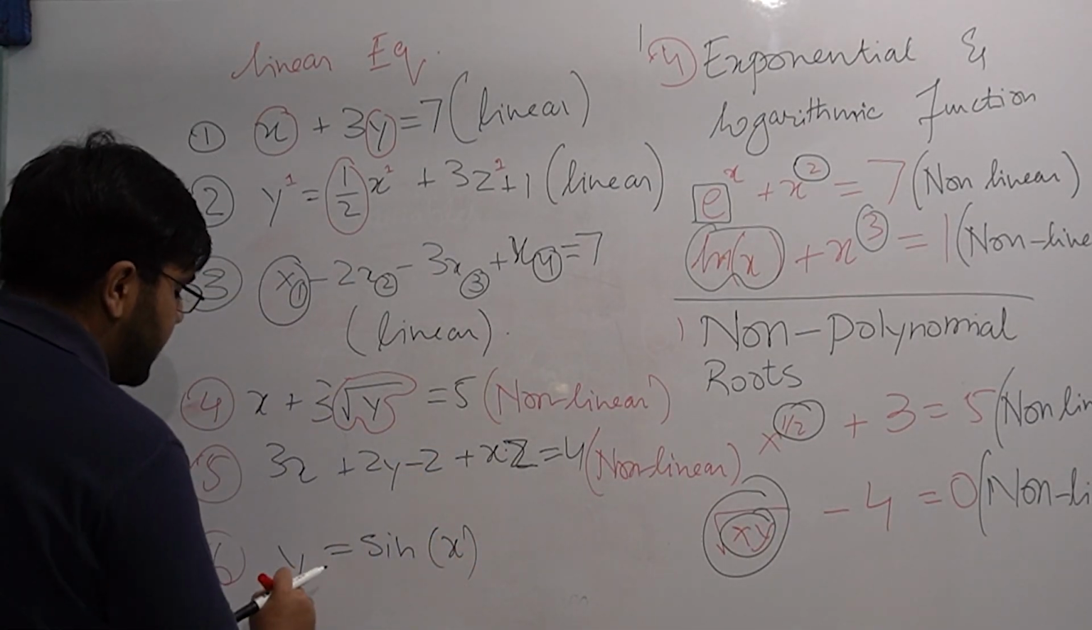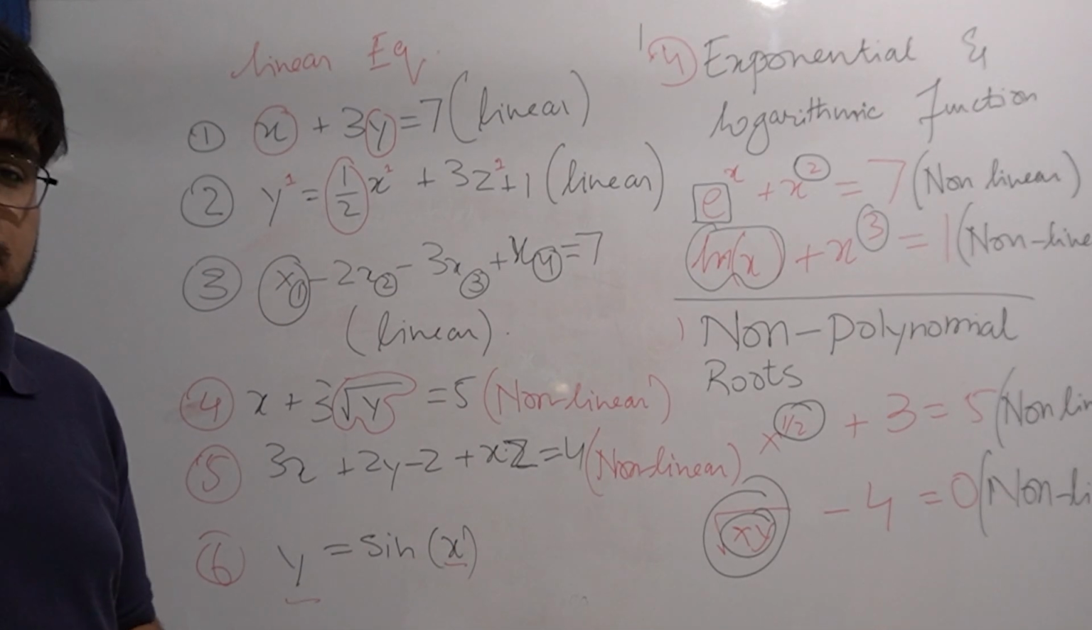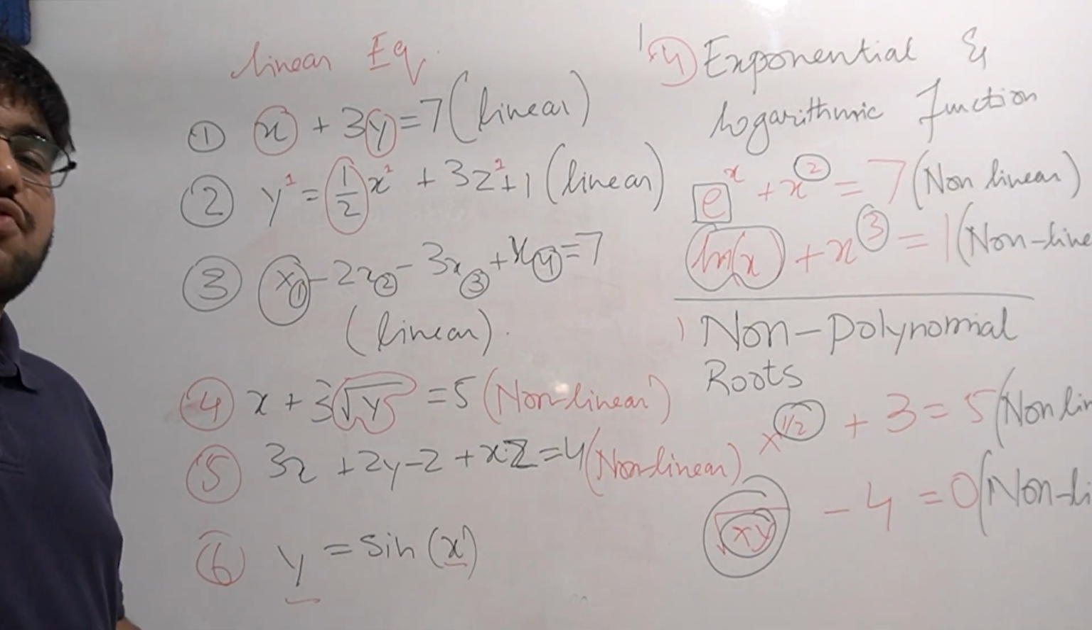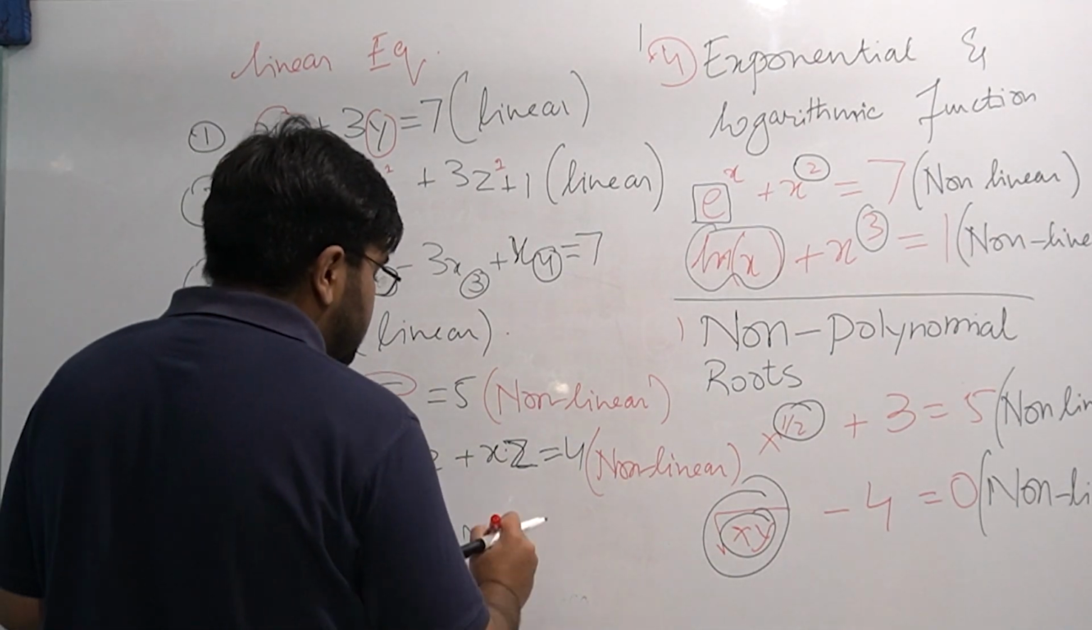Coming towards the last example, that is y is equal to sine x. Both y and sine x are unknowns or variables, and since no variable should have a trig function, this makes this equation a non-linear equation.